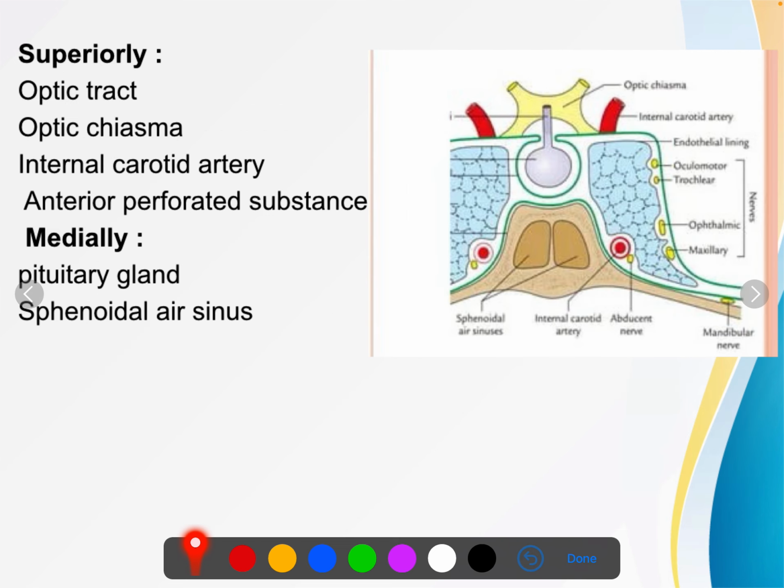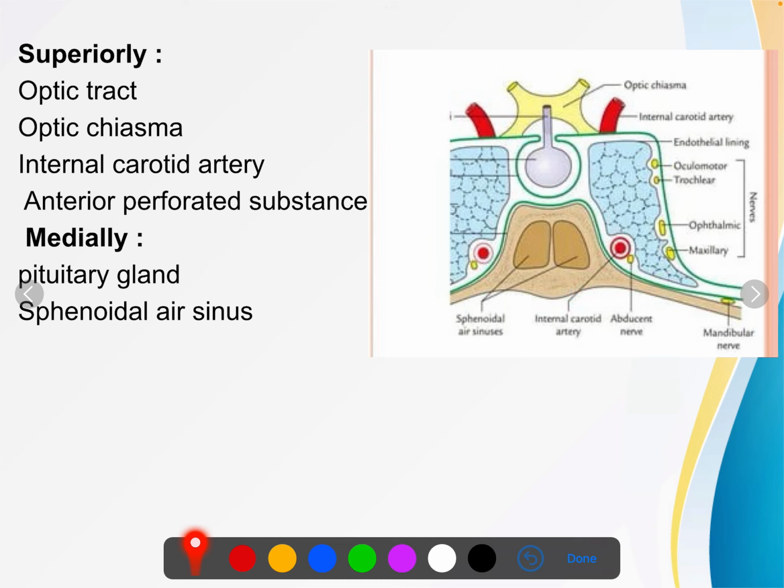The next relation: superiorly it is related to the optic chiasma, optic nerve, internal carotid artery and anterior perforated substance. Then medially it is related to the pituitary gland and the sphenoidal air sinus. So that's all about the relations outside the cavernous sinus.